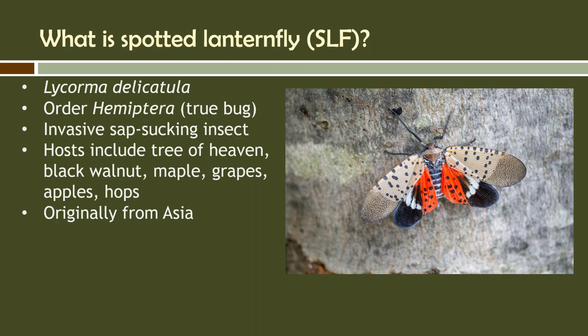It has a whole lot of different hosts, including things like tree of heaven, black walnut, maple, grapes, apples, and hops. And as you'll see later in the presentation, it has a very broad species list. It is a generalist, so it is not picky when it comes to what it goes after, which is what makes it so difficult to eliminate and what makes it such a species of concern.